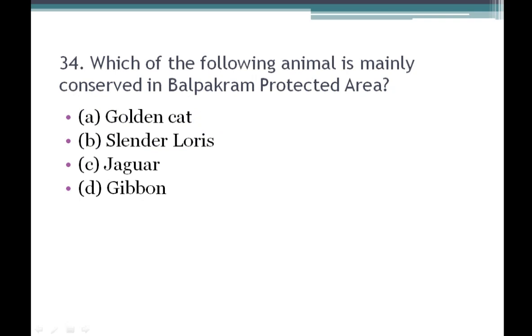Question number 34. Which of the following animals is mainly conserved in Balpakram protected area? Option A, golden cat. Option B, slender loris. Option C, jaguar. Or option D, gibbon. So the correct option is option B, that is slender loris.